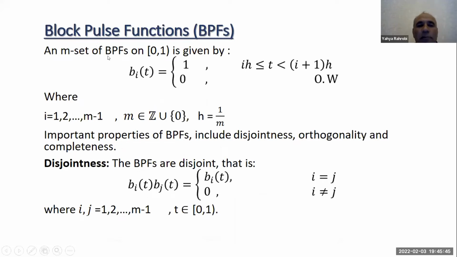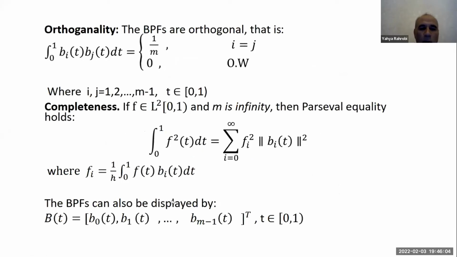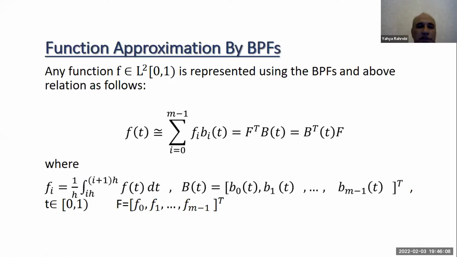Block pulse functions. A set of m block pulse functions on the interval [0, 1) is given by the relation, where important properties of block pulse functions include disjointness, orthogonality, and completeness. Function approximation by block pulse functions. Any function f in L^2 of the interval [0, 1) is represented using the block pulse functions and the above relation as follows: f(t) is approximately equal to the summation of f_i b_i(t), equal to f^T b(t), or equal to b^T(t) f, where f_i is as stated.